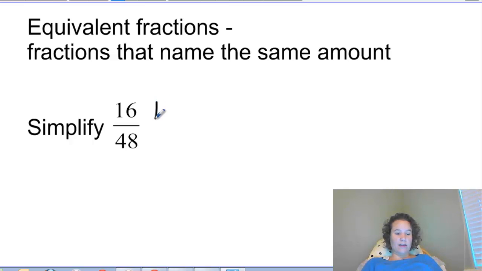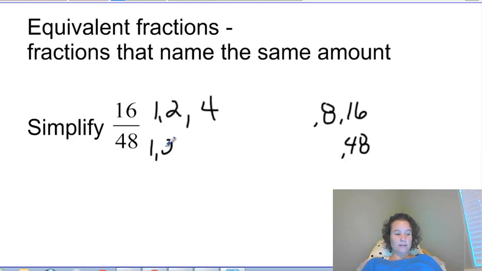So I'm going to list all the factors of 16. Factors of 16 are 1 and 16. And also I know that 16 is divisible by 2, and that 2 times 8 equals 16. 1 plus 6 equals 7, so 16 is not divisible by 3. However, I know it is divisible by 4, and that 4 times 4 equals 16, so therefore I'm done finding factors of 16.